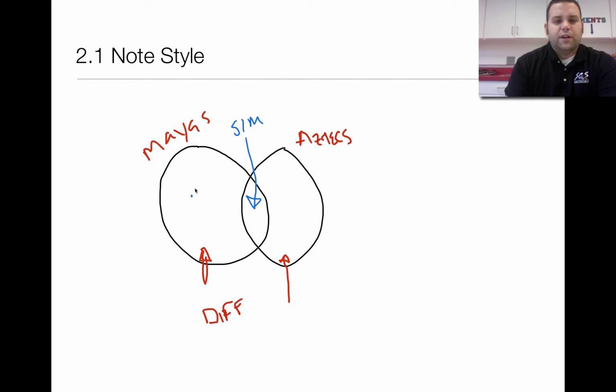So when we talk about the Mayas, you're going to write your differences over here. When we talk about the Aztecs, you put your differences over here. And when we get to the similarities, you put the similarities in the middle. All right, should be easy enough. So here we go.